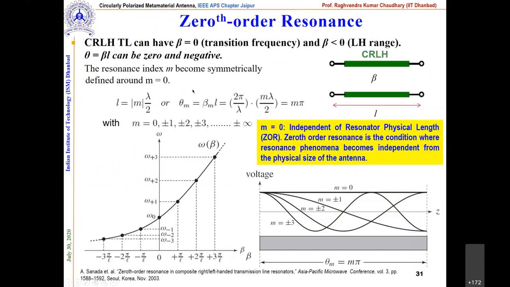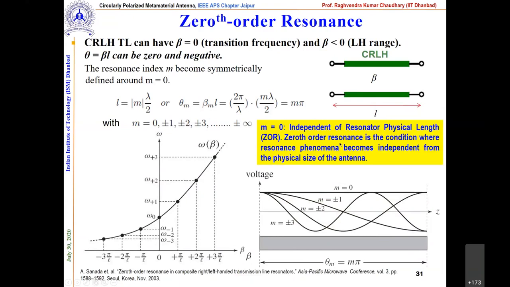As I showed you in the dispersion diagram, it allows the resonance index, which is m here, to be defined symmetrically around n equal to zero. So we have a provision here for the negative side and the positive side.